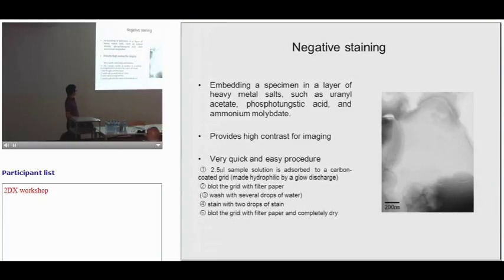The procedure is very quick and easy. Briefly, 2.5 microliters of sample solution is adsorbed to a carbon-coated grid, which is made hydrophilic in advance by glow discharge, and then blotted with filter paper. If needed, wash with several drops of water, stain with 2 drops of negative stain, then blot the grid with filter paper and let it completely dry. Then the grid is ready for electron microscopy.